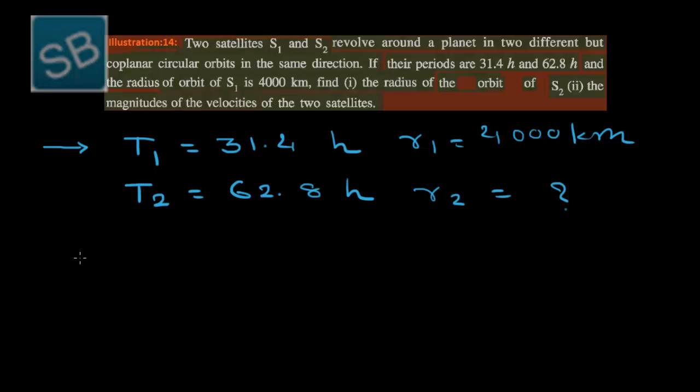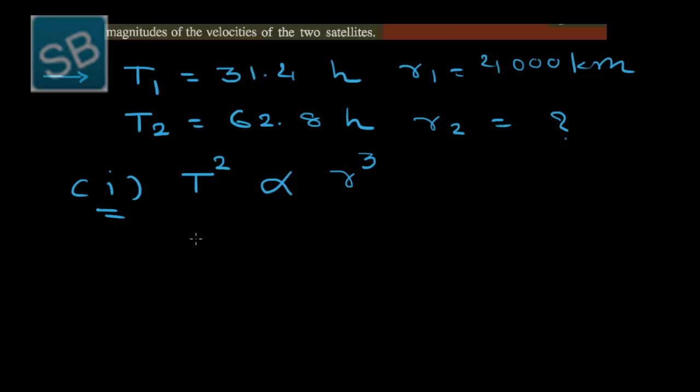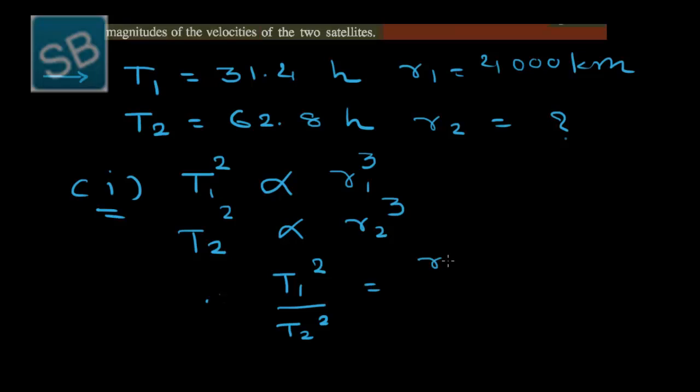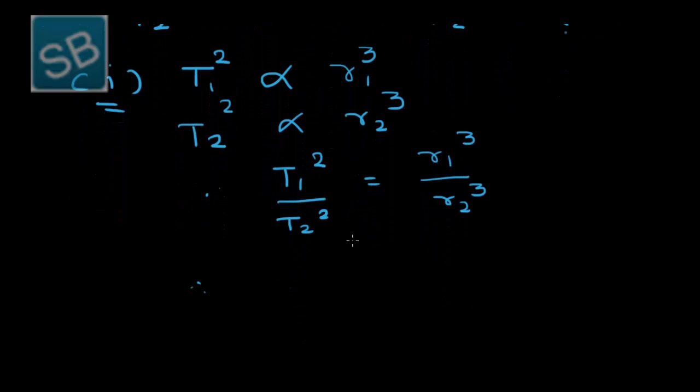Now we know one relation, I am writing over here. According to Kepler's third law, the square of the time period of the orbit of a satellite is directly proportional to the cube of the orbital radius of the satellite. And similarly, writing this relation for the first satellite and for the second satellite, and now taking the division of these two, T1 square over T2 square is equal to R1 cube divided by R2 cube, and my target is to find out the radius of the second satellite, that means R2.